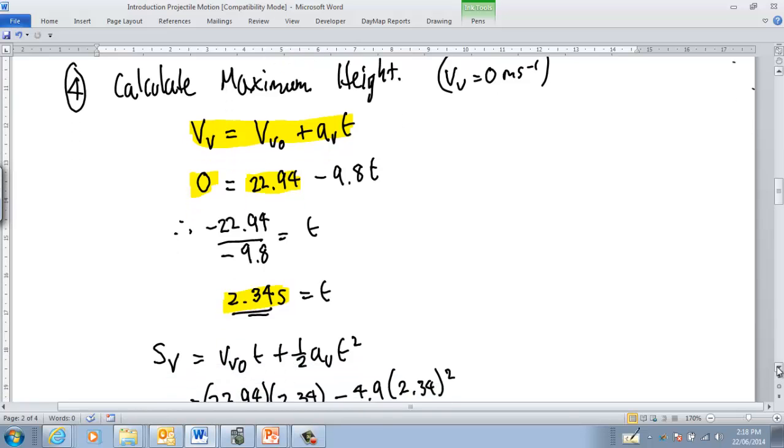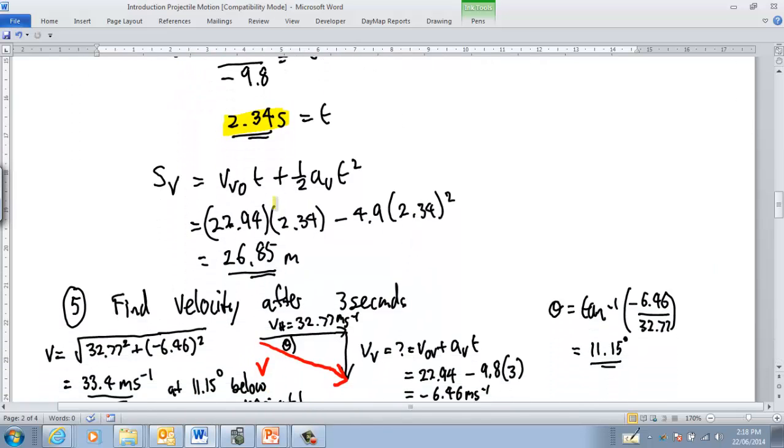Once you've got that time, it's just a matter of putting this into the SV formula. Now the SV formula will tell you the height of the ball or the projectile at any time. So it doesn't have to be just at the top. If you wanted to work out the height of the ball at any time, you could put any time in here using initial vertical velocity and the acceleration formula. So here we're saying this goes 26.85 metres high.